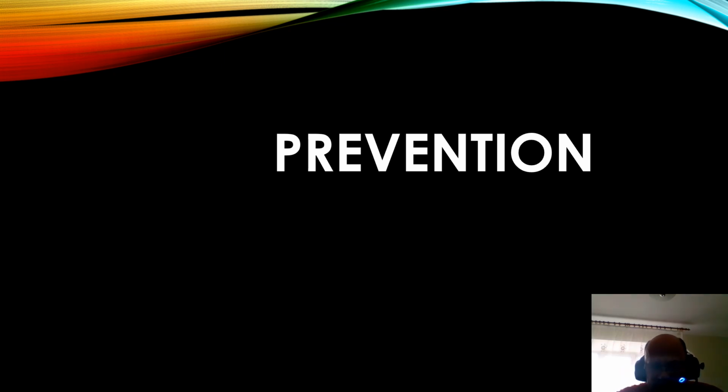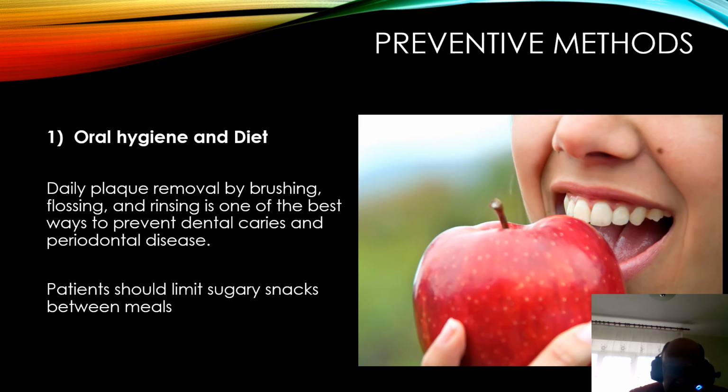And a very important part of caries management is prevention. What preventive methods can we use to prevent caries? Of course, firstly, it is oral hygiene and diet. Daily plaque removal by brushing, flossing, and rinsing is one of the best ways to prevent dental caries and periodontal disease. Patients should limit sugar snacks between meals.